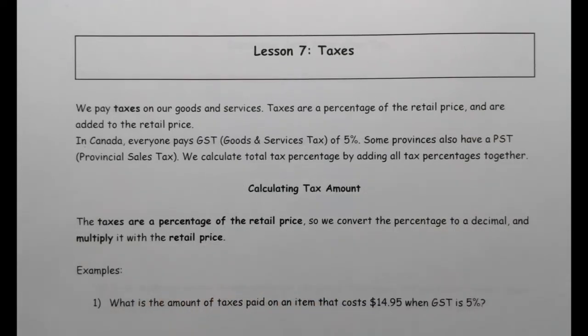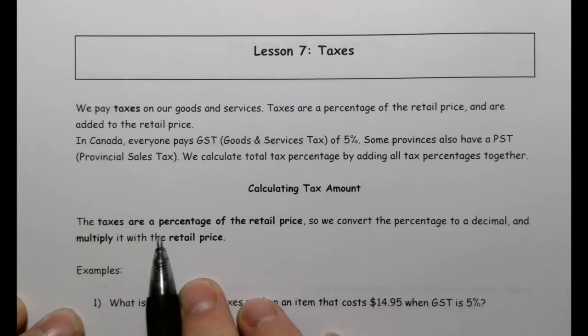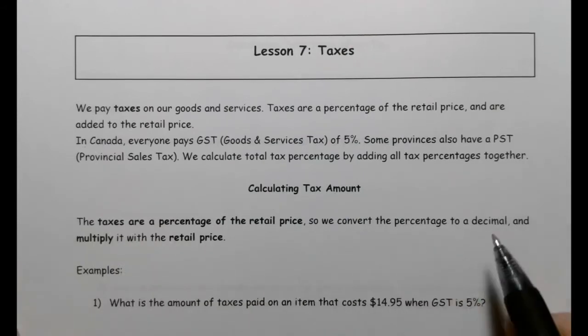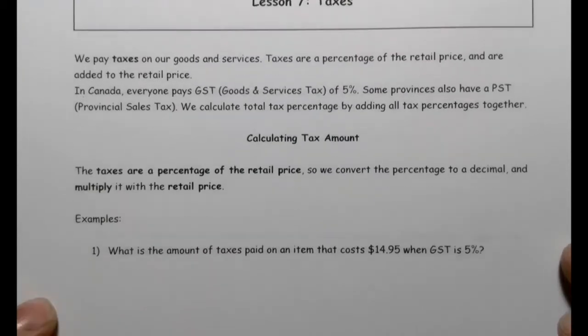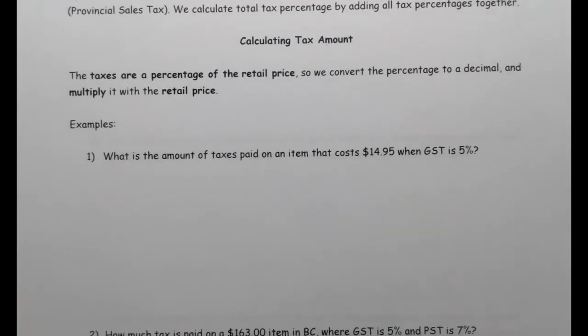Let's just take a look at a couple of examples here. So first question here is, what is the amount of tax paid per item that costs $14.95 when the tax is 5%? Okay, so if we want to figure out what our taxes are, let's let t equal percent of. It's going to be 5% of the $14.95, and of always means multiplication for the kind of questions that we're doing here.